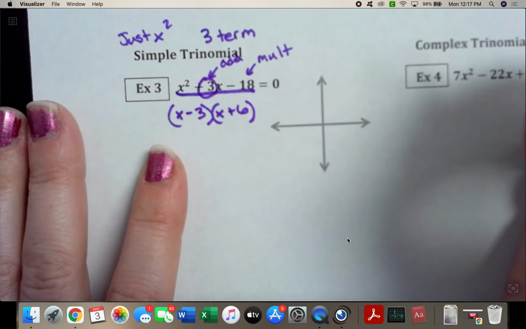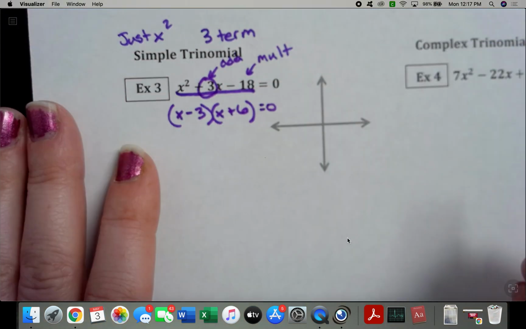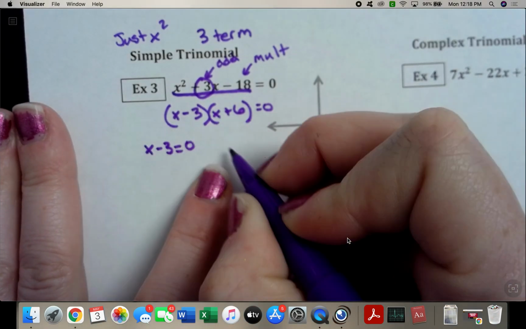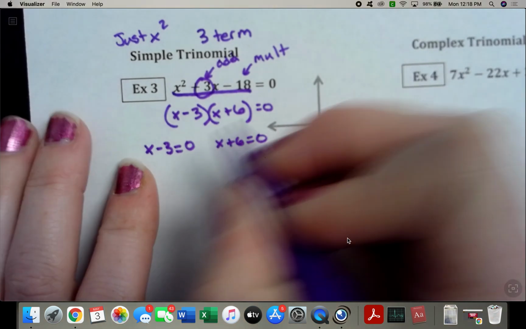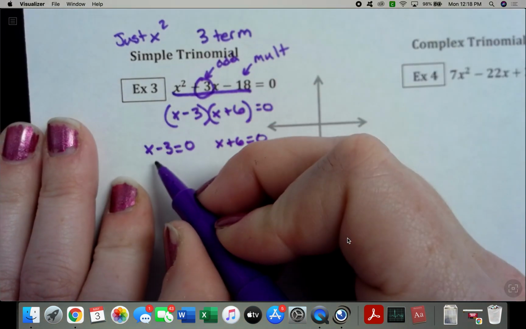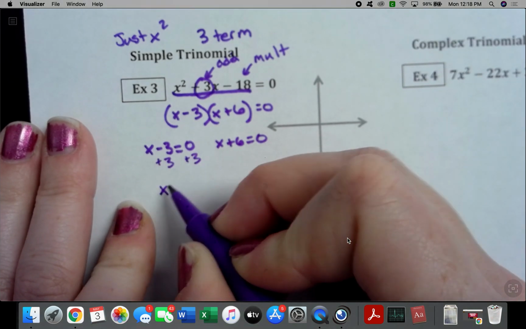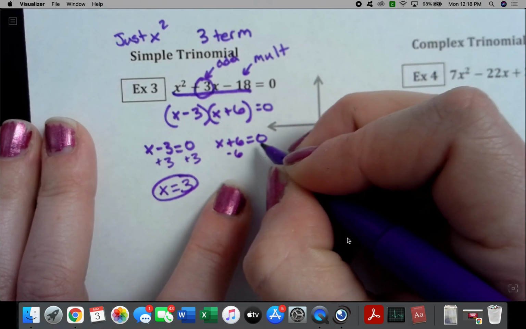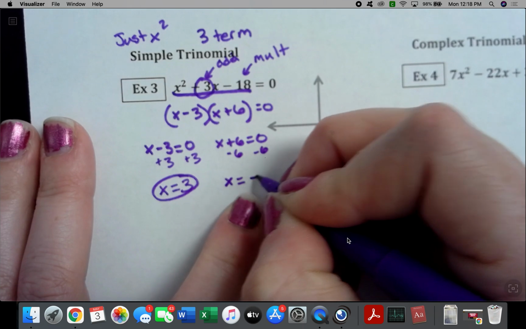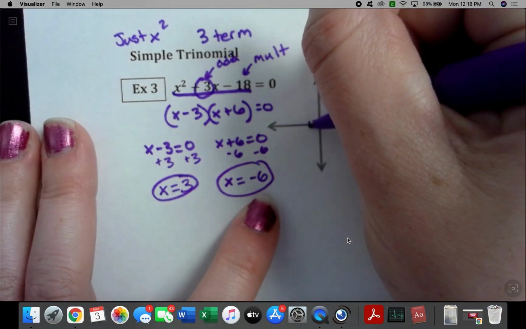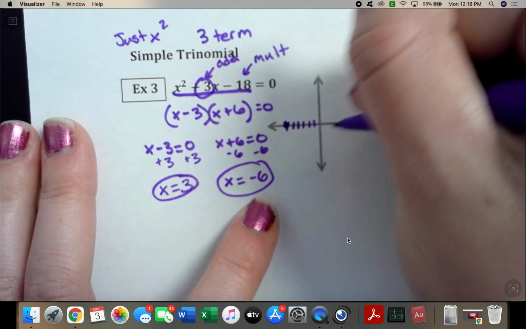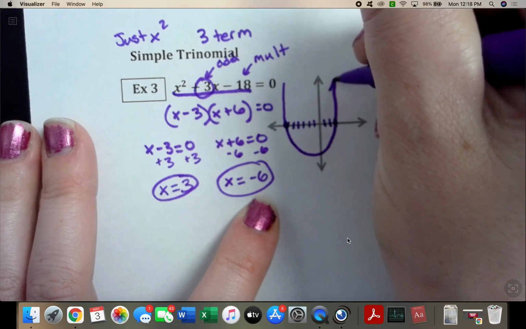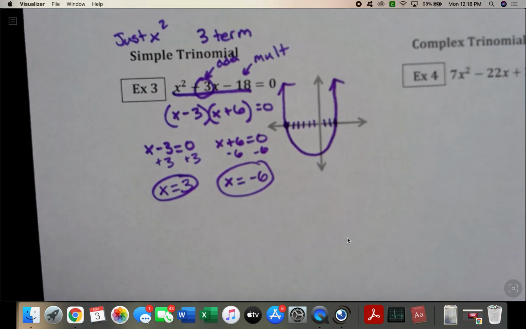If we set them equal to 0, that's what Jason was doing. When x minus 3 equals 0, you add the 3 over, so x equals positive 3. If x plus 6 equals 0, you subtract the 6 and x equals negative 6. So we've got dots at 3 and negative 6, and the parabola looks something like this. That is what we are solving for, and that is a simple trinomial.